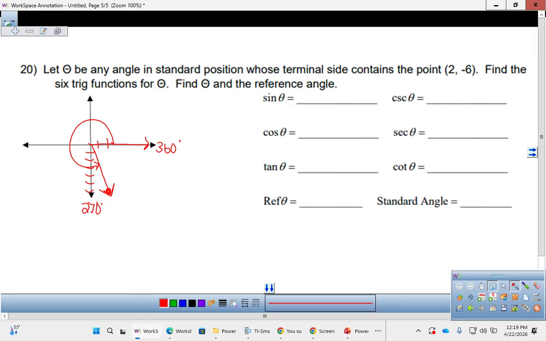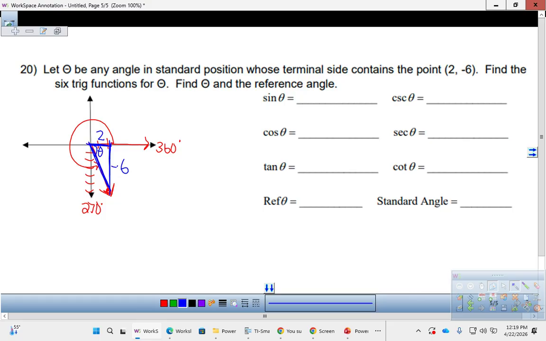All right, so I've got that. Now I want to create my reference triangle. Remember, the reference triangle is with the terminal side and the x-axis. So this is my reference triangle. This is my reference angle right there. So let's think about what we know about this reference triangle. We went over x units 2 and down y units -6. So what I don't have is the hypotenuse.